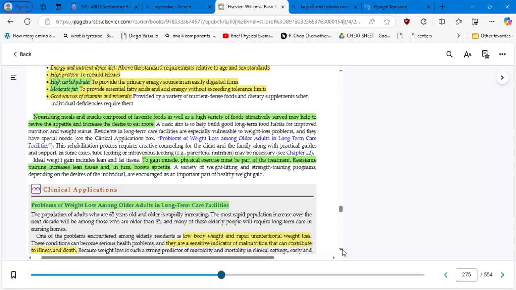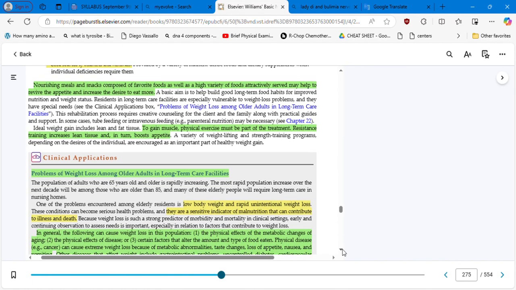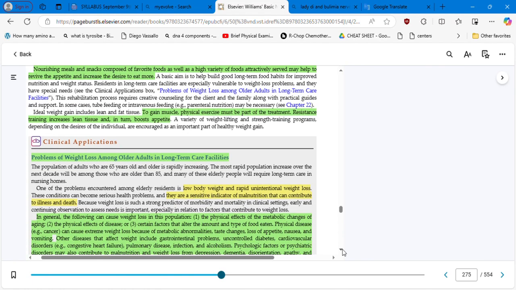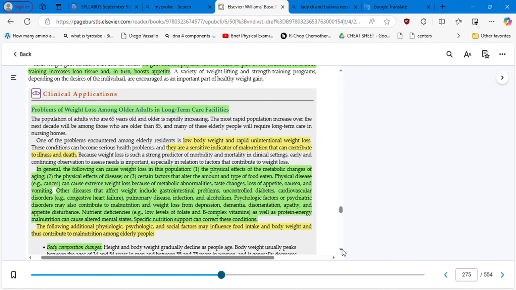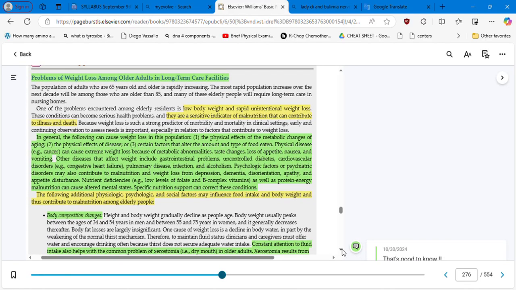So nourishing meals and snacks composed of favorite food as well as a high variety of foods attractively served may help to revive the appetite and increase the desire to eat more. Yes, we can also use different spices, right, to make the food more tasty. To gain muscle, physical exercise might be part of the treatment. Resistance training increases lean tissue and in turn boosts appetite. Good. Now, clinical applications: problems of weight loss among older adults in long-term care facilities.